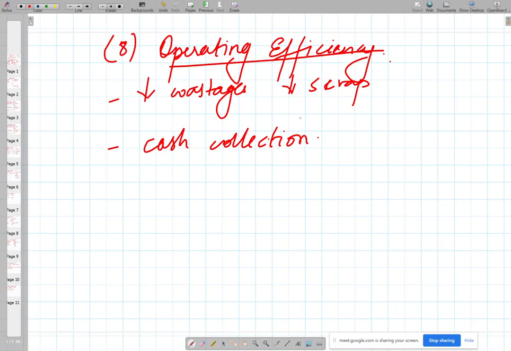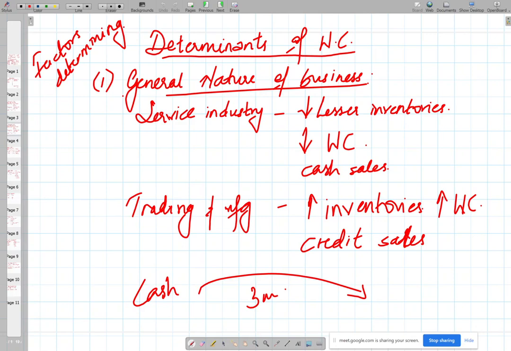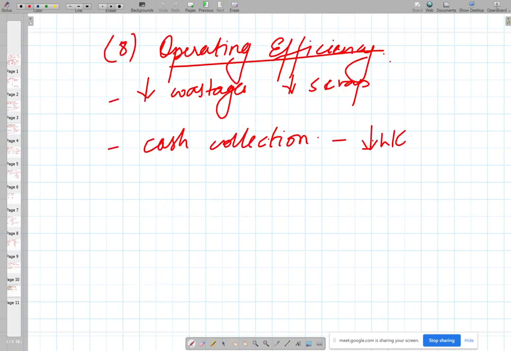And the better policies you have for cash collection, again, lesser will be your working capital requirement. Why? Because the cash is going to come into your business in time, and you will not need to borrow extra working capital to run your business. So those were all the points on what determines working capital. We have about 8 points over here, and very simple points related to the nature, related to the type of operations, the type of seasons that a business goes through as a result of its operations.